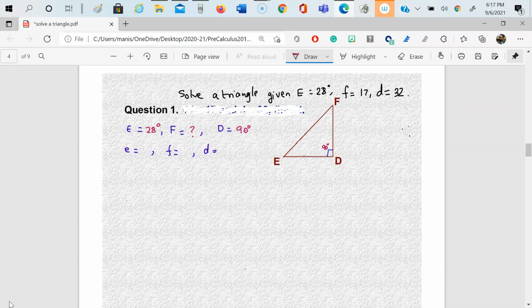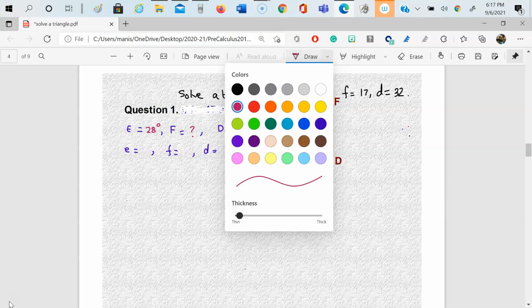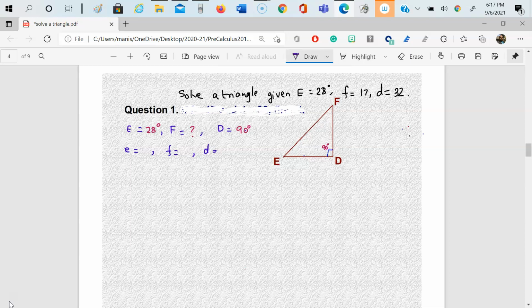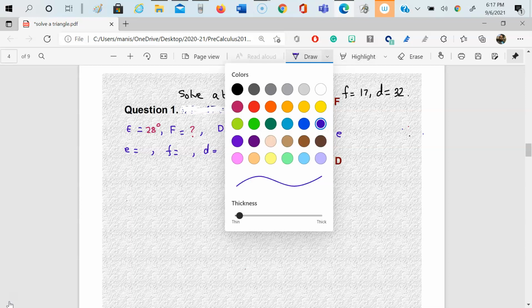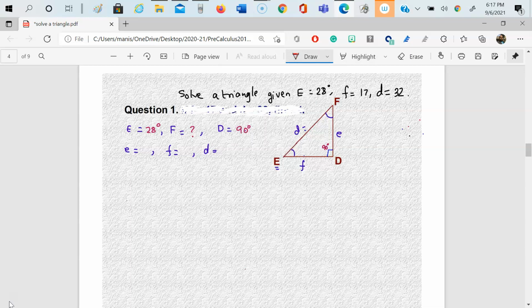Lowercase e, do I know the value of lowercase e? First of all, the question that comes to mind is what is lowercase e and f? You all know across this angle E, this is your uppercase E. The side which is across from this angle will be your lowercase e. Similarly, the side in front of F will be lowercase f, and this will be your D over here. In the question they gave me the value of f as 17, I'll write it over here, 17, and the value of D is 32.